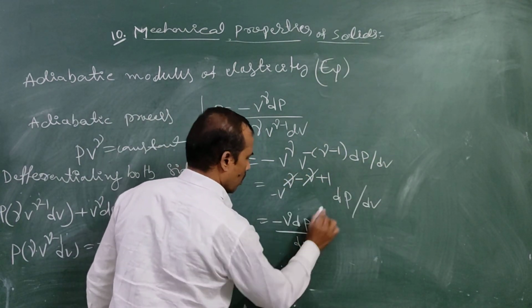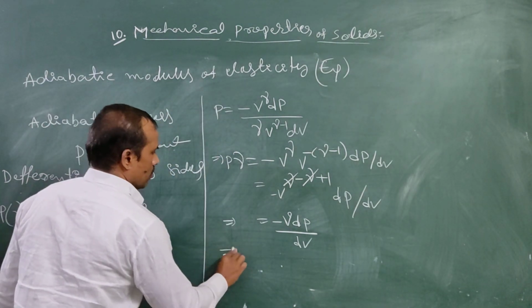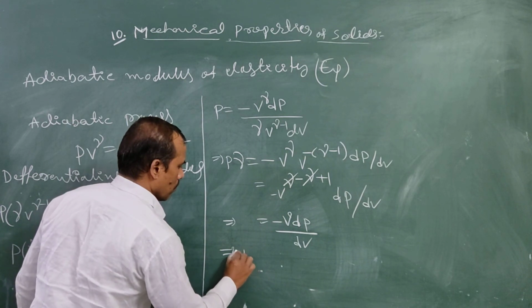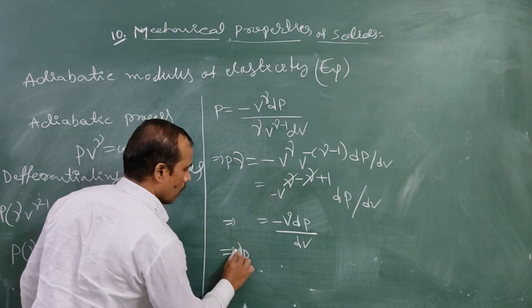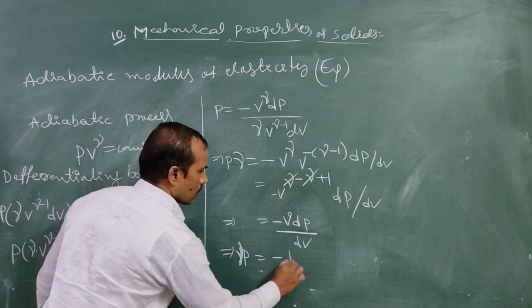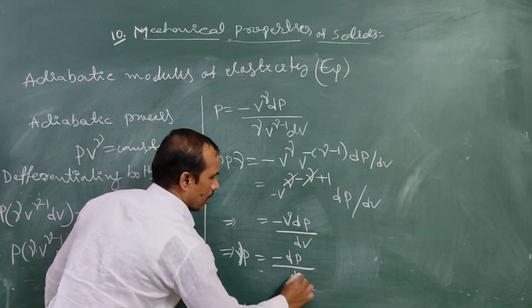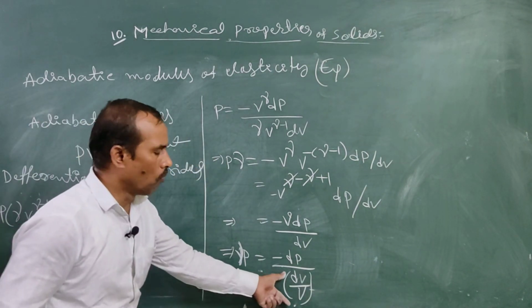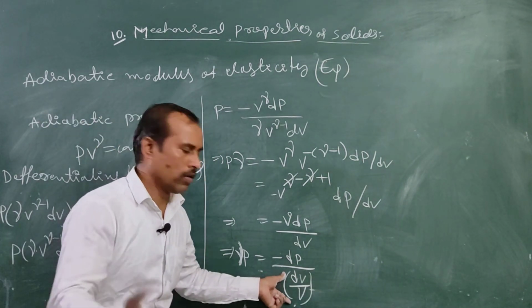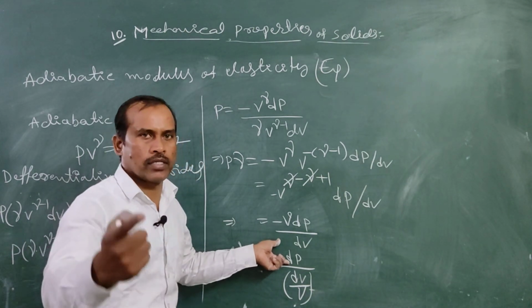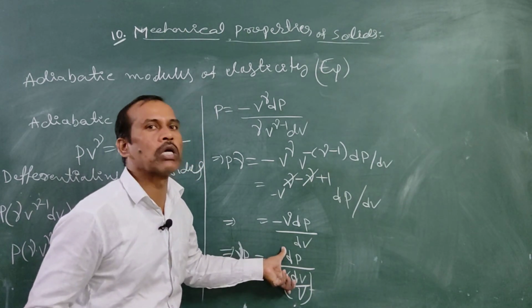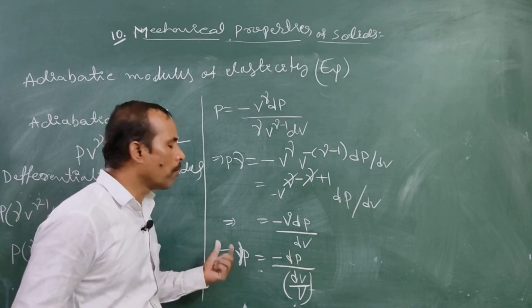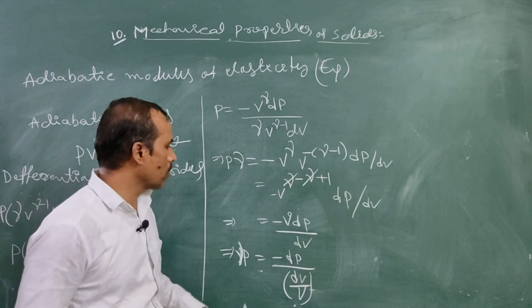It simplifies: gamma P is equal to minus dP by dV by V. This is the volume strain, and this is the volume stress, that is equal to bulk modulus. So bulk modulus is equal to gamma P.